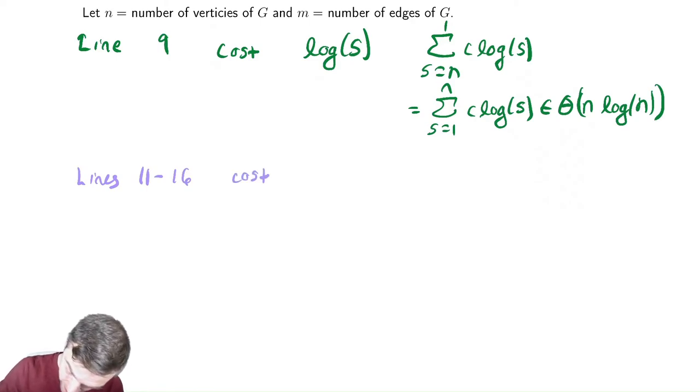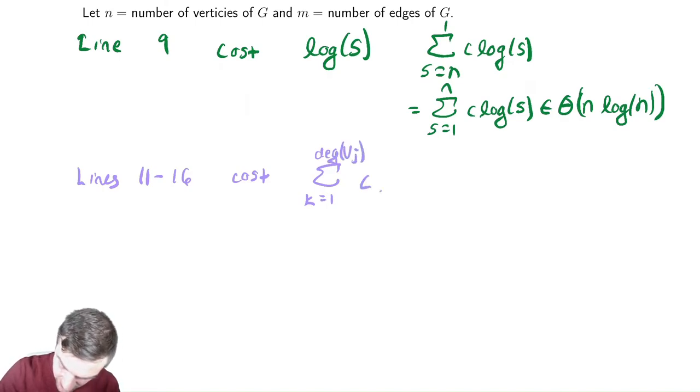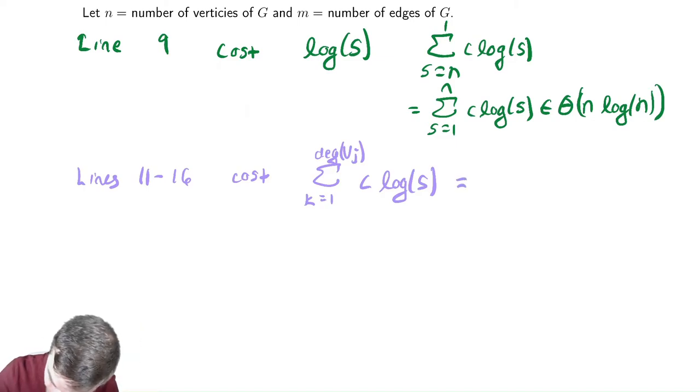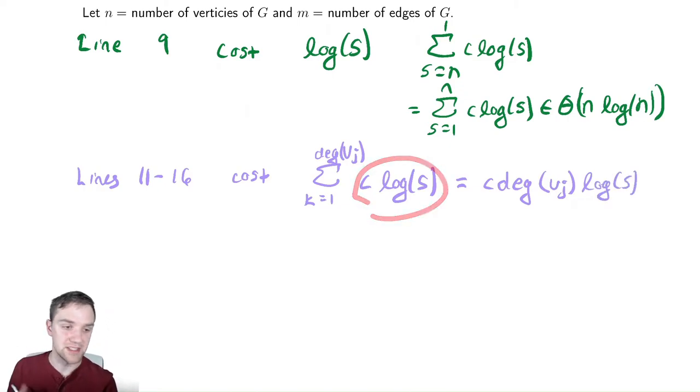Lines 11 through 16 cost the sum from k equals 1 to the degree of v sub j of C log of s. Notice it doesn't necessarily always take log of s time, but close enough. So this equals C times the degree of v sub j times log of s. Notice k didn't appear anywhere in here, so nice and easy summation.